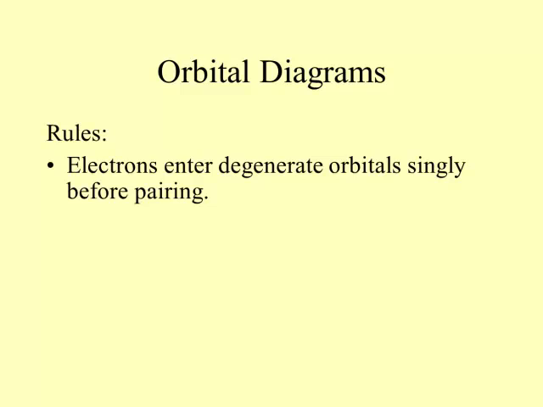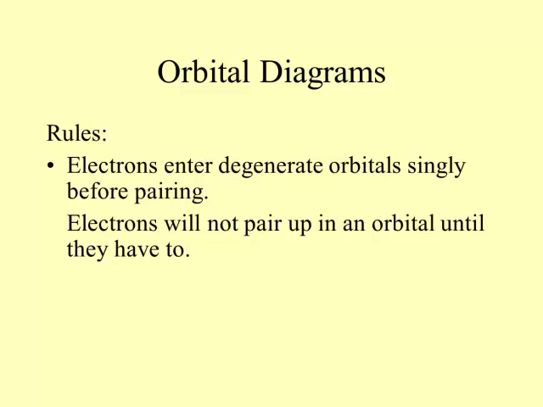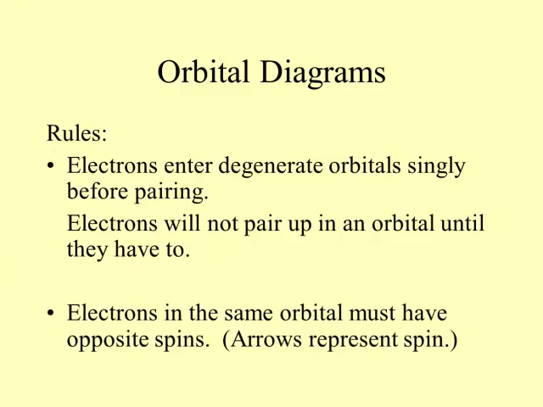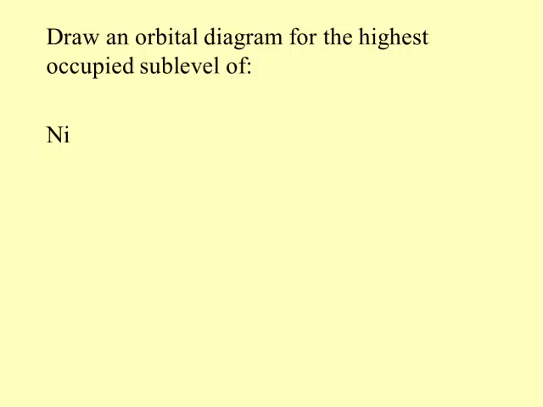What this rule means in simpler terms is that electrons won't pair up in an orbital until they have to. Additionally, when they do pair up, electrons in the same orbital must have opposite spins. We use up and down half arrows to represent spins. Draw an orbital diagram for the highest occupied sublevel of nickel. First, what is the highest occupied sublevel? In other words, what is the last thing you would write in its electron configuration? That would be 4d8.